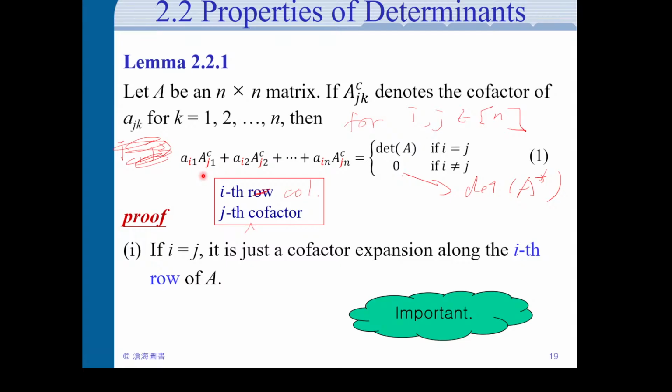Okay, let's go back to the base case. So why do we want to do this? If i equals j, then obviously this is just the covector expansion on the ith column, so that should equal the determinant. But what's interesting is that when i does not equal j, then we also get something interesting. When i does not equal j, then we always get 0.